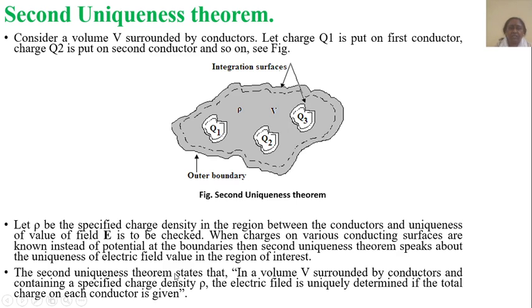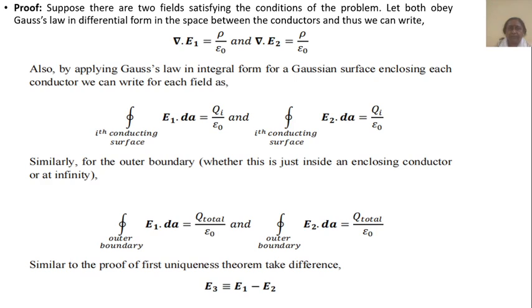When charges on the various conductor surfaces are known instead of potential at the boundaries, the second uniqueness theorem speaks about the uniqueness of the electric field value in the region of interest. The second uniqueness theorem states that in a volume V surrounded by conductors and containing a specified charge density rho, the electric field is uniquely determined if the total charge on each conductor is given. Now see the proof of this second theorem.